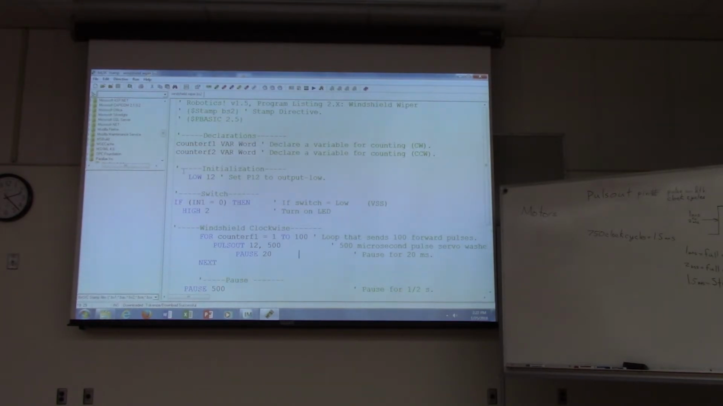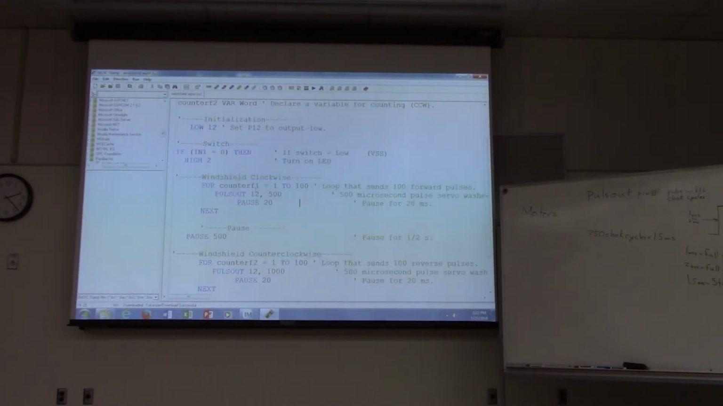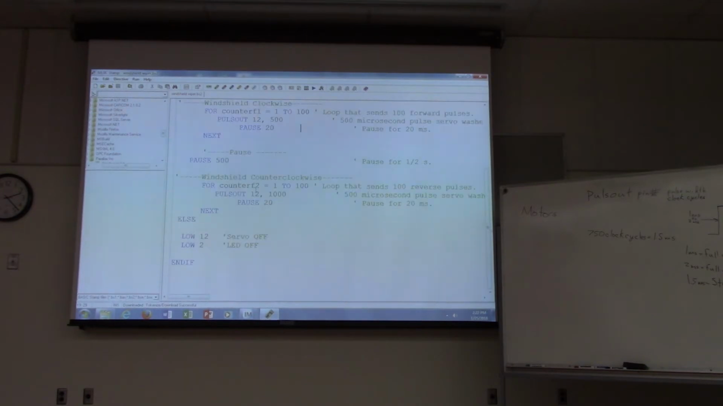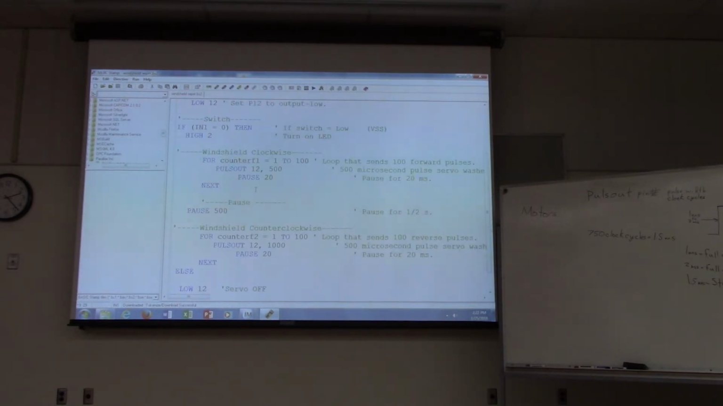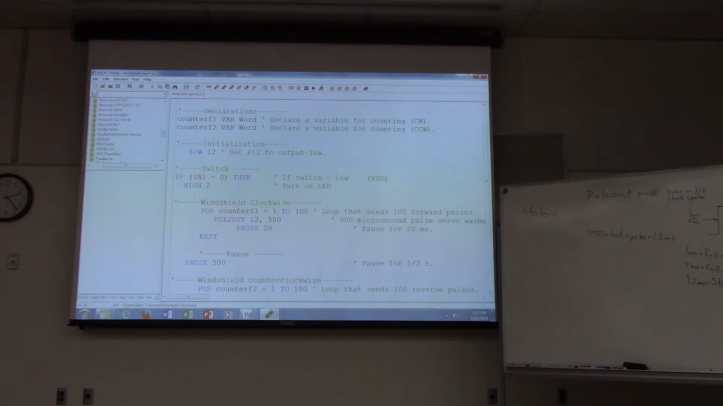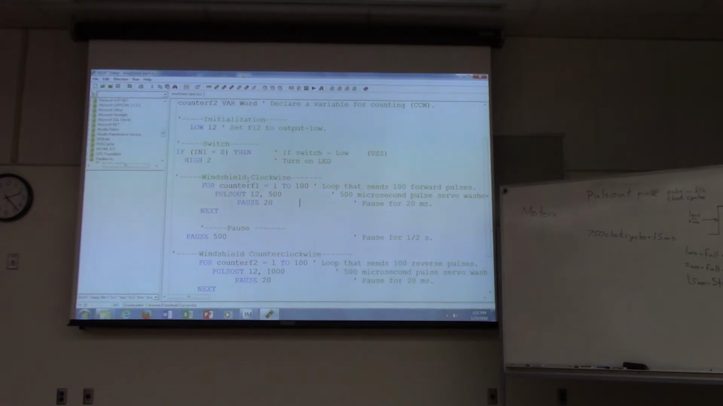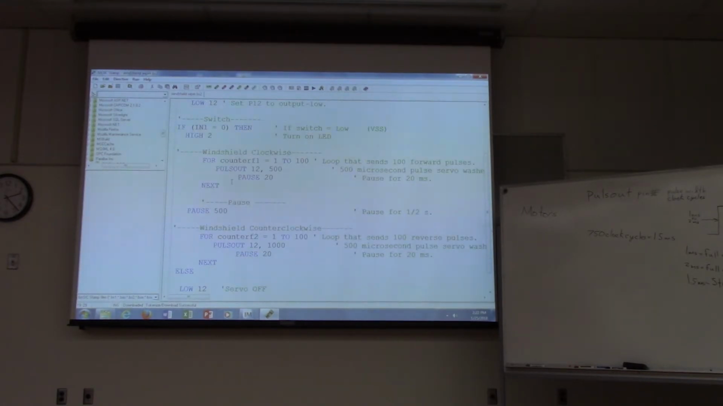So we start off with an initialization. Initialization is the name for something that we just do once at the beginning of a program. So we say low 12. This sets pin 12 to low output. So then we're looking at this if statement. We'll talk about if statements in a minute. But after that, we go on here and we are actually using a for loop.